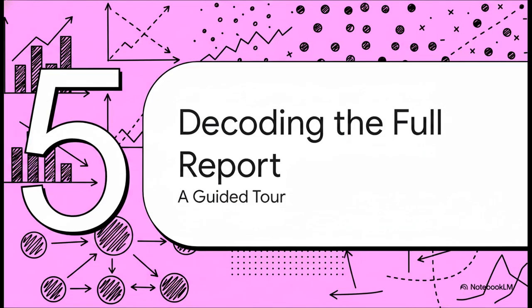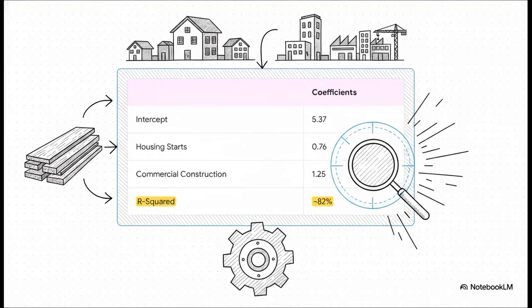Okay, let's put everything we've learned together. We're going to take a look at a full report for what's called a multiple regression model. That just means it's one with more than one explanatory variable. This final table really brings it all home. Here, we're trying to predict lumber sales using two inputs, housing starts and commercial construction. These coefficients here are the new numbers for our machine's blueprint. And look at that R-squared, 82%. That means our model, with just those two factors, can explain 82% of the variation in lumber sales. Now that's a pretty powerful prediction machine.